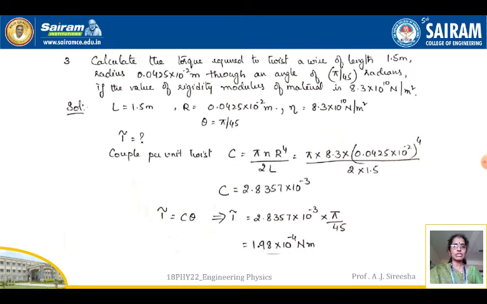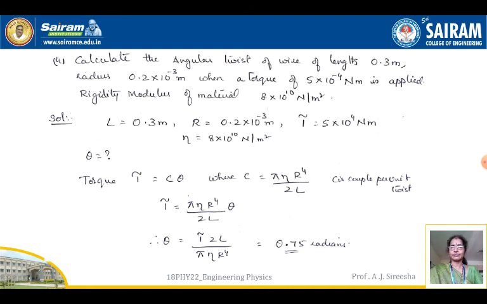But here in the question it has been asked for the torque tau. So tau is equal to C theta. We have calculated the value of C, into theta. Theta value is pi by 45. So 2.8357 into 10 to the power of minus 3 into pi by 45. Use a calculator, and you get the answer: torque tau is equal to 1.98 into 10 to the power of minus 4 Newton meter. This is the torque required. Next we move on to another numerical.